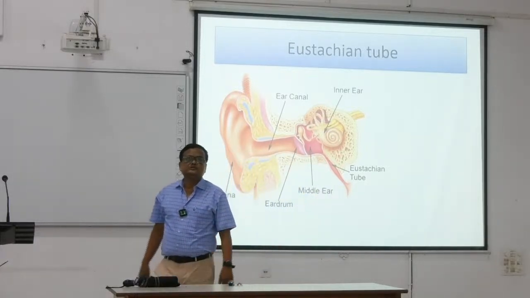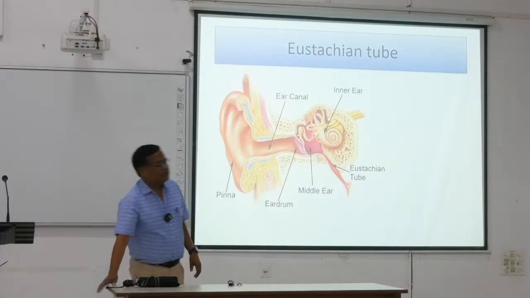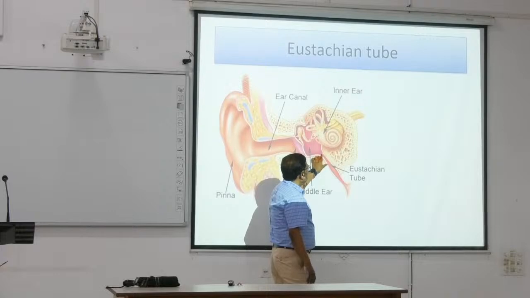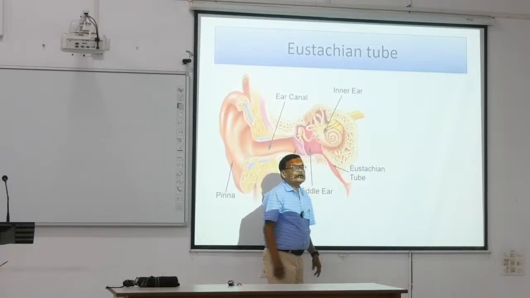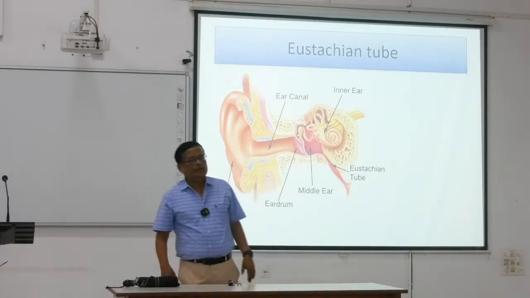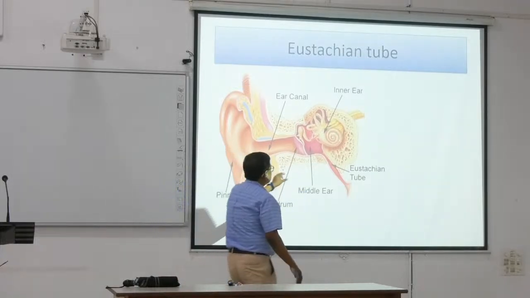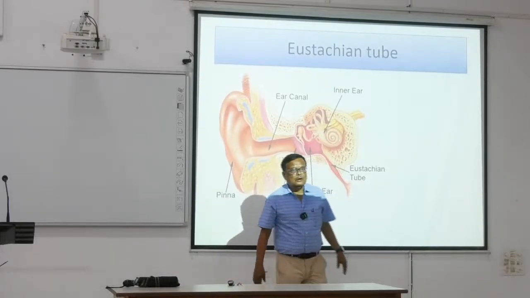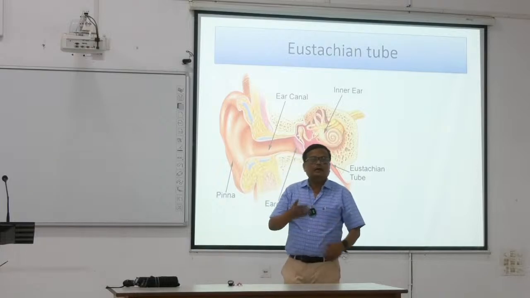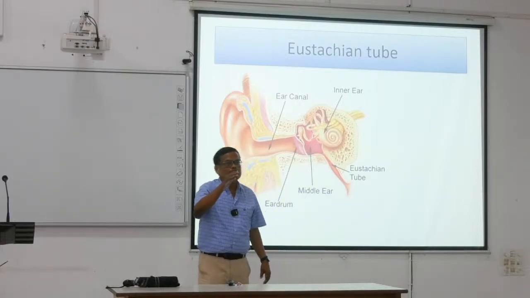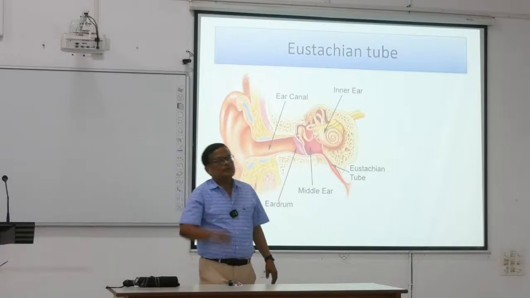Length is 36 millimeter, of which lateral 1/3 is bony, medial 2/3 is cartilaginous. 12 and 24 or wrong? Yes, 12 millimeter, the bony part is small, the cartilaginous part is bigger. And it is made up of a single cartilage which is folded upon itself to produce the roof, medial wall and part of the lateral wall.